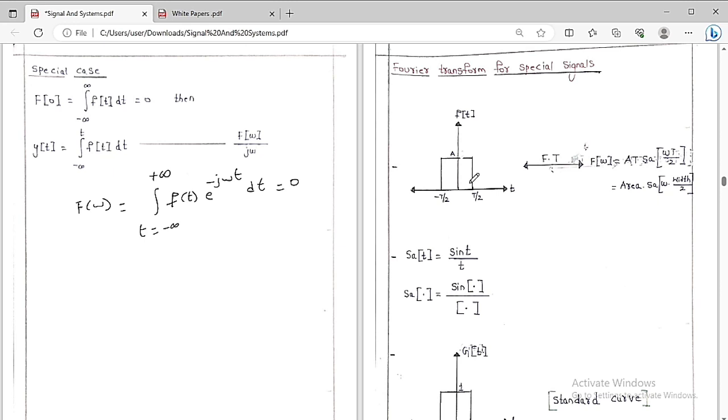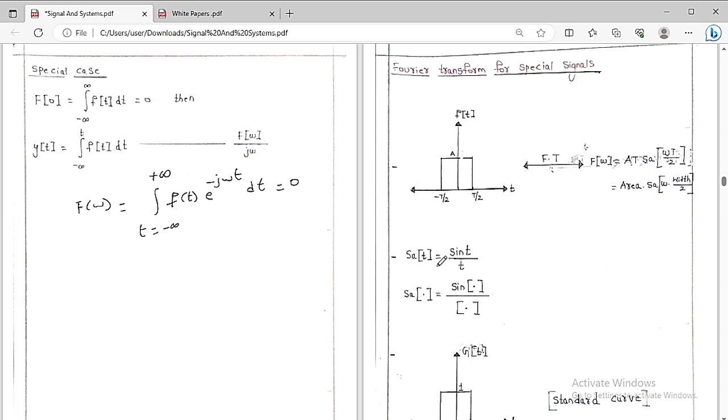What I am trying to tell you is very simple: for a rectangular pulse, the Fourier transform is area into Sa of omega into width by 2. Finally, the Fourier transform is equal to the area of the pulse into Sa of omega into width by 2. In this case, the area is A into T and the width is T. I substitute and simplify, and therefore we got AT into Sa of omega T by 2.